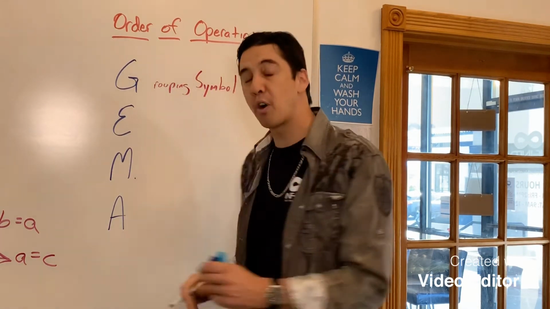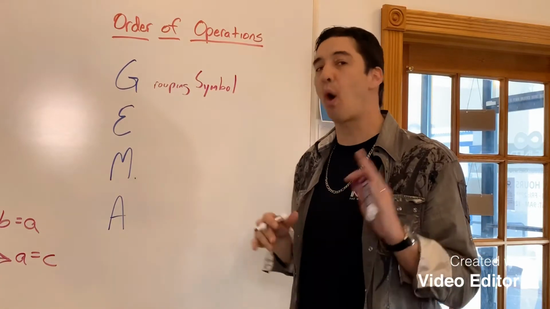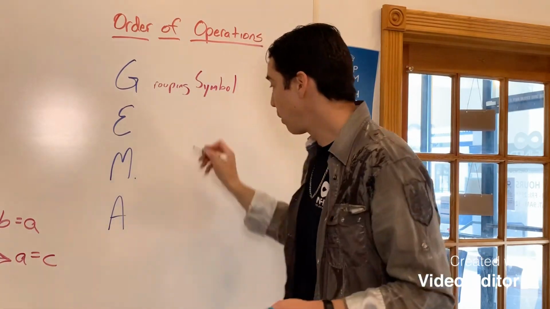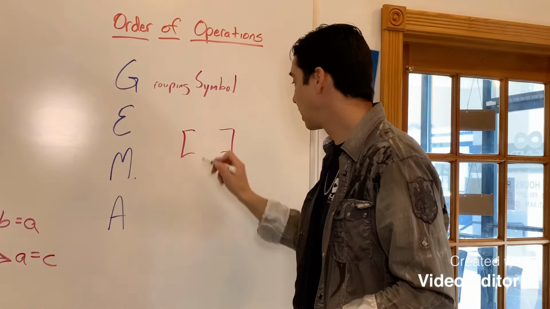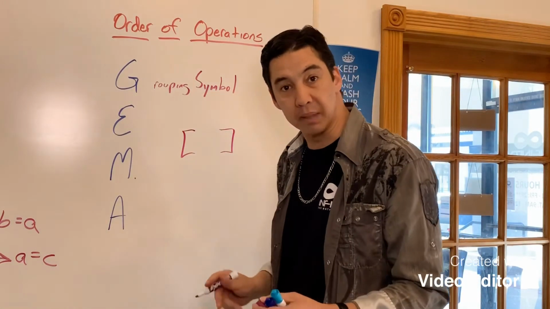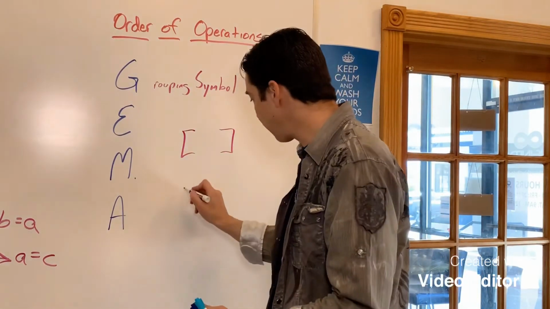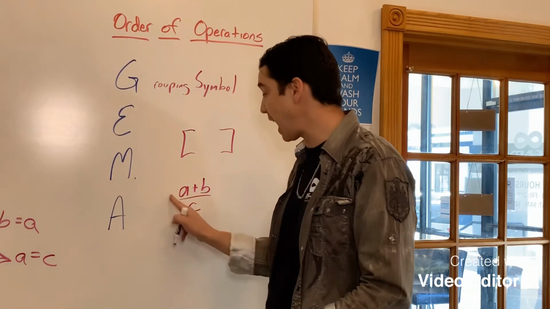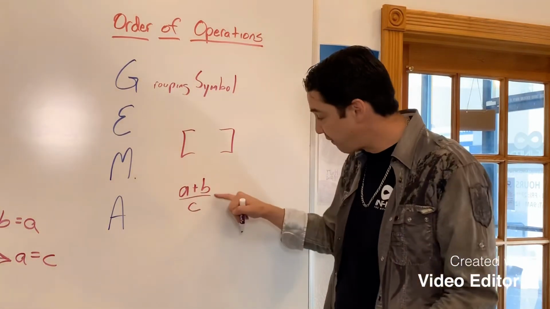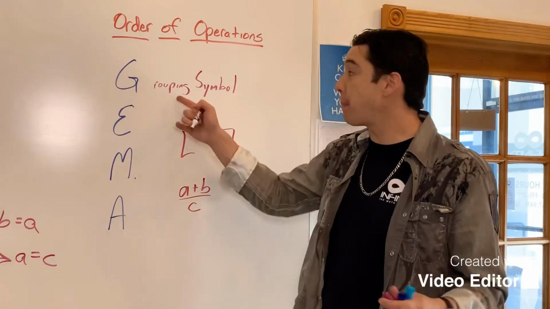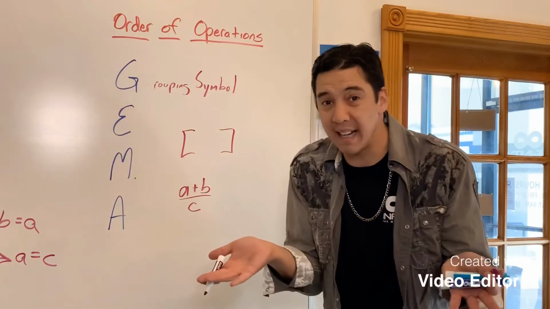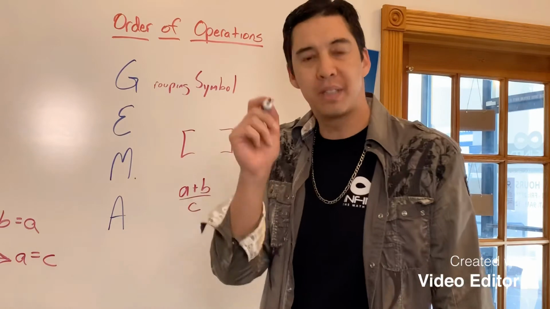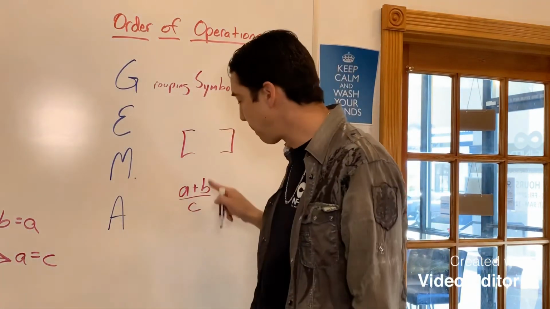All right, parentheses are not the only grouping symbol there is. We have brackets. We have vinculums, the line in a fraction. If we have a plus b over c, you don't divide before you add. This vinculum acts as a grouping symbol. There is no parenthesis yet. You still have to follow the grouping symbol.